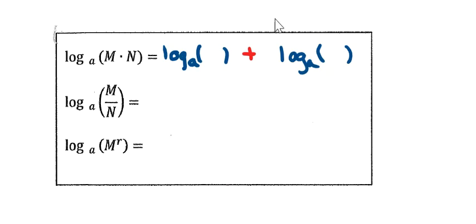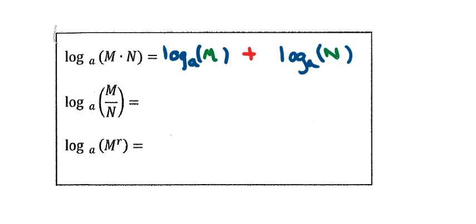Now what's going to go inside the arguments of each of these, you might be asking? Well, the first argument is going to be the first factor of this product, which is m. For the second log's argument, we'll have the second factor, which is n. And that's the product property in its fullest form. So in words, log base a of m times n is equal to the sum of log base a of m and log base a of n. So it's important to keep in mind that multiplication breaks up into addition.